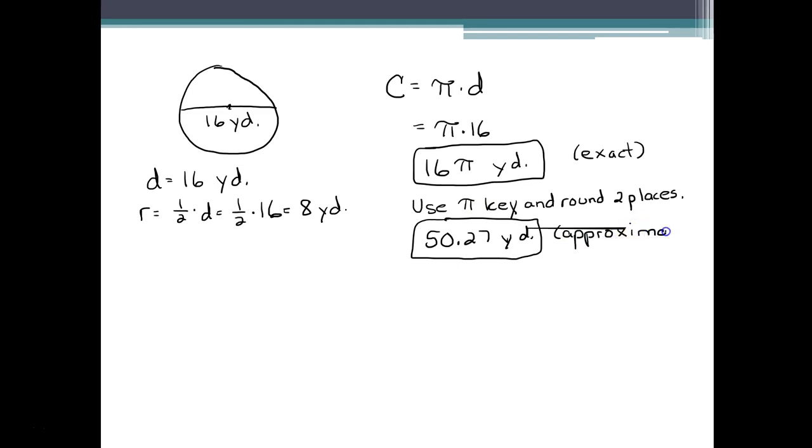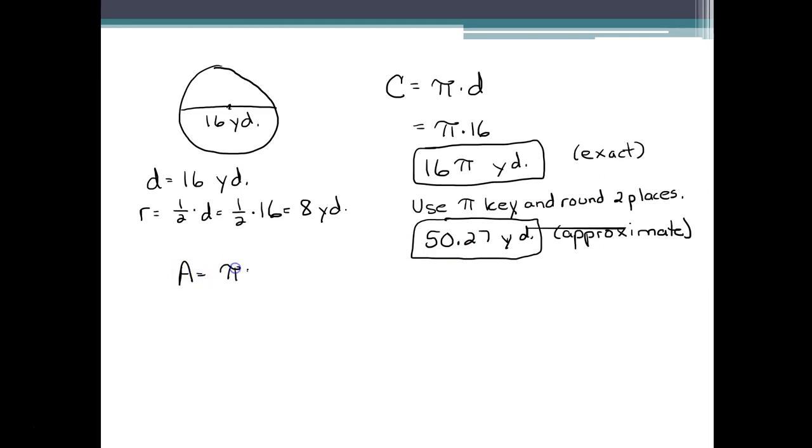Converting pi to a decimal like that gives you an approximation. It's not exact. Leaving it in terms of pi is actually exact. And when you get into higher mathematics, like calculus, you just leave everything in terms of pi most of the time, because you'd rather have exact answers.